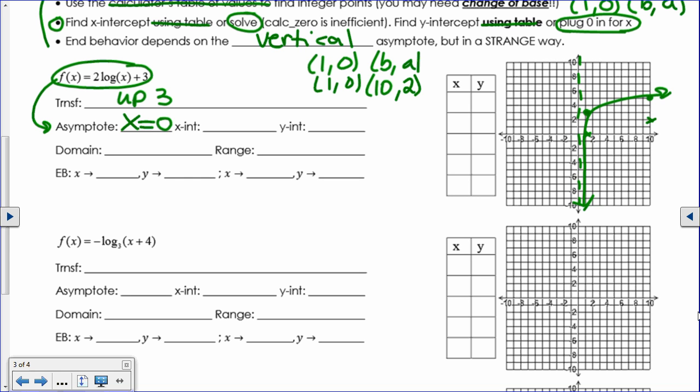You can erase them if you want to, but you just make them like little x's, little faint dots. You don't have to erase them. Okay, that's how you graph it. You find the log points using b and a, and then you find the transformations and move them. And then you're done. Okay, we're not there yet. Is everybody good with the graph?